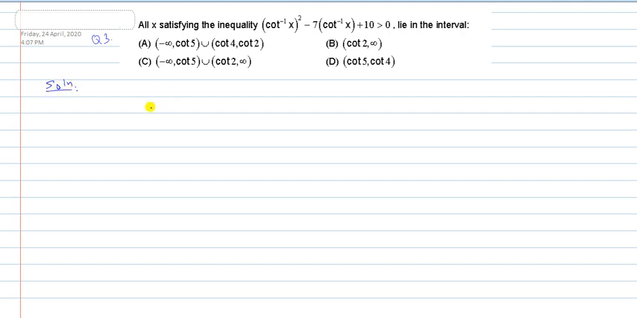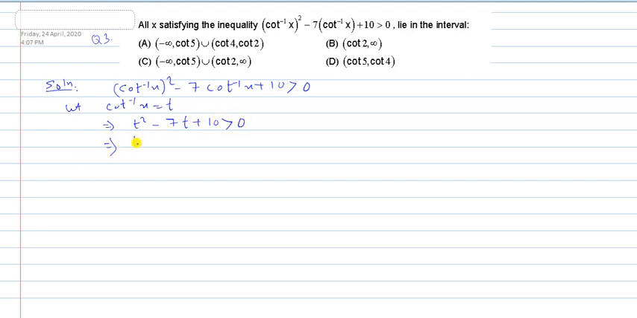you see the question is all x satisfying the inequality cot inverse x whole square minus 7 cot inverse x plus 10 is greater than 0. This is very important. So our equation is cot inverse x whole square minus 7 times cot inverse x plus 10 is greater than 0. So first I will let cot inverse x be equal to t. So I get here t square minus 7 times t plus 10 is greater than 0.